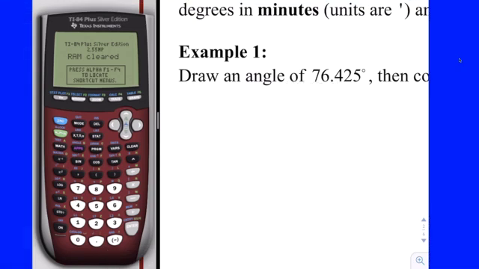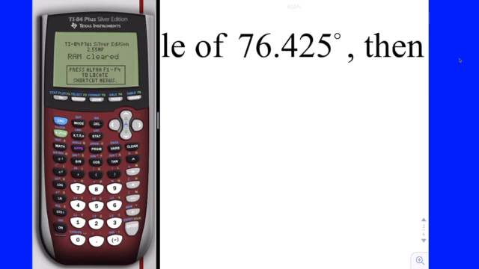Okay, so it says to draw an angle of 76.425 degrees. Draw it first, and then we're going to convert that to degrees, minutes, seconds. So 76, what type of angle is that? Acute, right? If you want to think of it, 0 degrees is kind of horizontal and 90 would be straight up, so maybe somewhere in there. That's a good way to think about it.